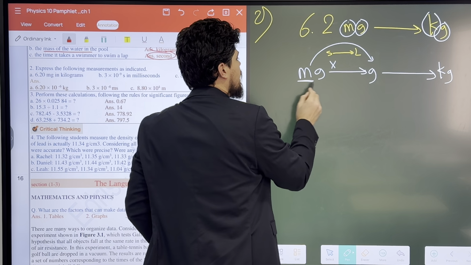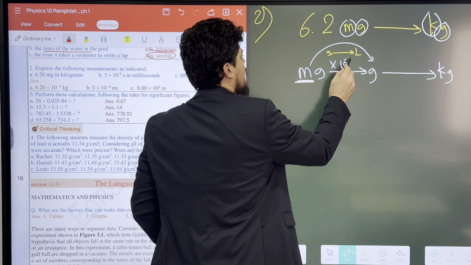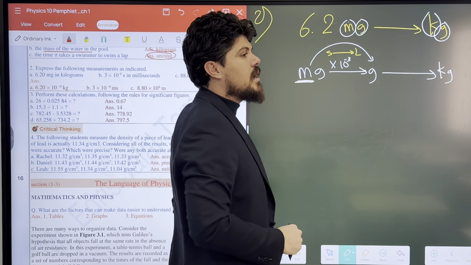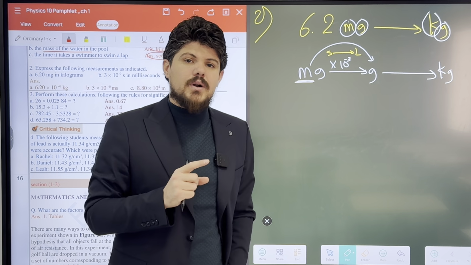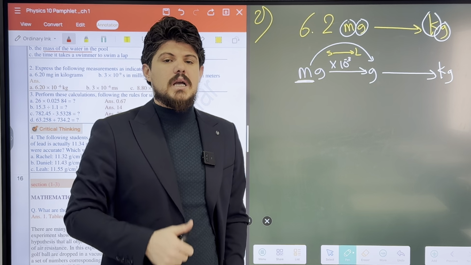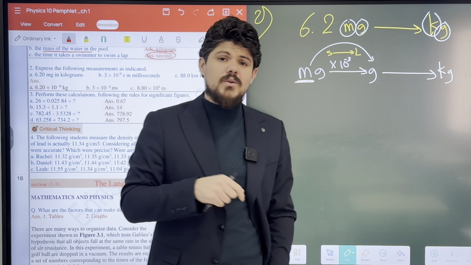Small to large, positive power or negative power? Negative power. What is the negative power of milli? 10 power negative 3. Guys, you have to memorize all the required prefixes with their powers. Milli, 10 power negative 3. Micro, 10 power negative 6. Nano, 10 power negative 9.